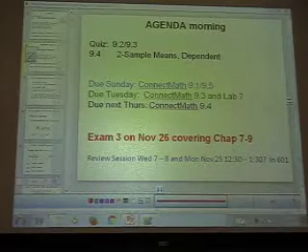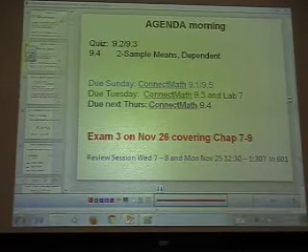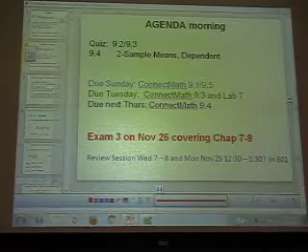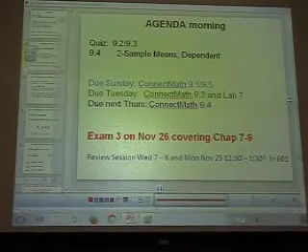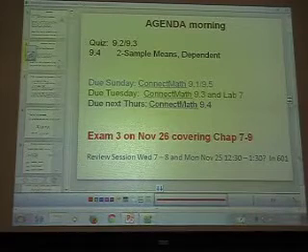All right, so today we're going to go over, we're quizzing 9.2 and 9.3, and then we're going to work on 9.4, two sample means that are dependent.